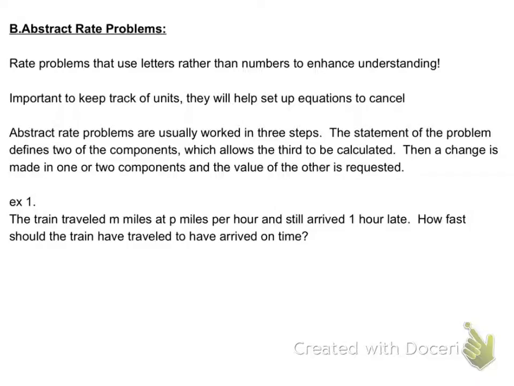So these problems go back to distance equals rate times time. And abstract rate problems are usually worked in 3 steps. The statement of the problem defines 2 of the components, the rate, the time, or the distance, which allows the third to be calculated. So if you have rate and time, you multiply them together to get the distance. Then there's a change made in one or two components, and then it's asked to evaluate for that third component based off the new stuff.